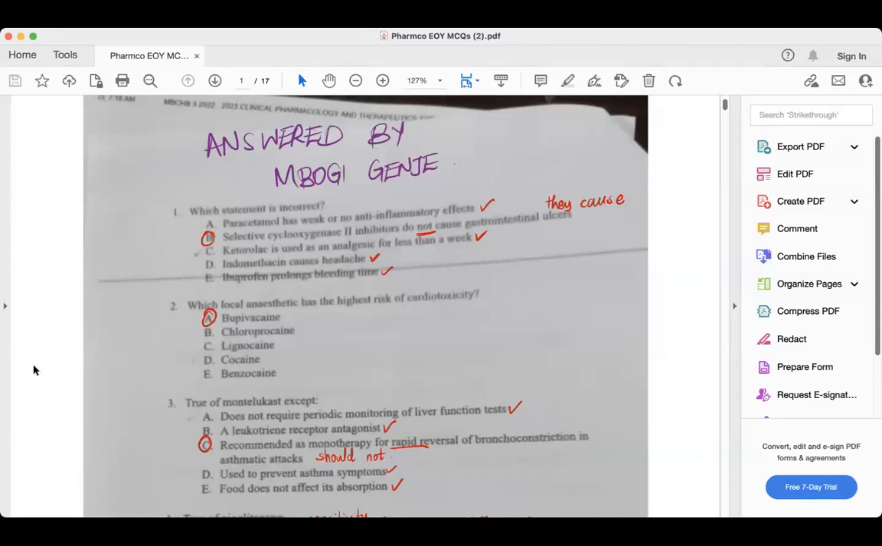Okay, my screen is still visible, right? Yeah. Okay, so we can start now.